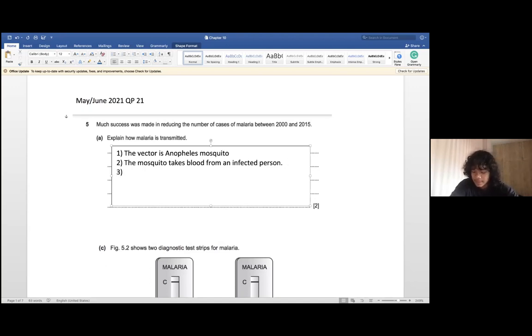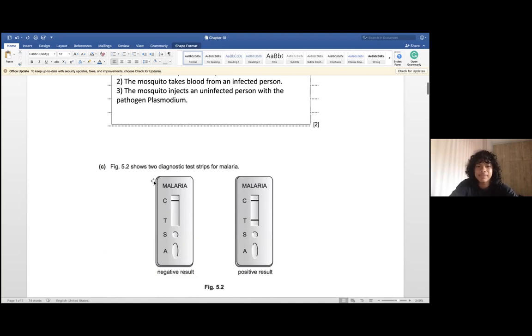You guys can say the mosquito injects an uninfected person with the pathogen Plasmodium. Yeah, so there's the 2 marks.